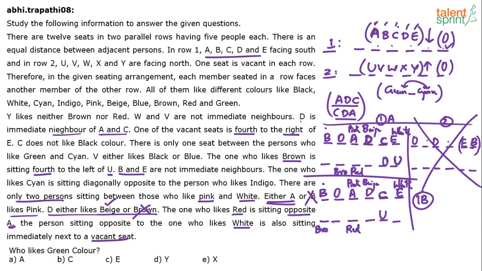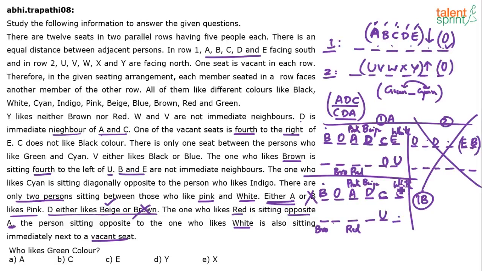U is sitting next to a vacant seat. So this should be the vacant seat. In case 1B, who's sitting opposite to white? This person, whoever comes here. And that person should be immediately next to a vacant seat. But here we don't have a vacant seat, we have U. And on this side anyway, there is no seat available at all.